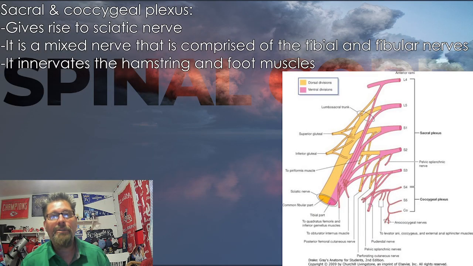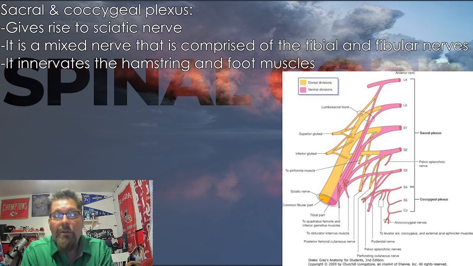Alright, so our last plexus, the sacral and the coccygeal. This is where the sciatic nerve comes out of, and the sciatic nerve, as already mentioned, is the nerve that supplies the nerves to the hamstring as well as the foot. And if you know anything about the sciatic nerve, and it's on the next slide as well, this can be a trouble spot for a lot of people for a lot of different reasons, and I can testify to being in that group. The sciatic nerve at times can cause trouble.